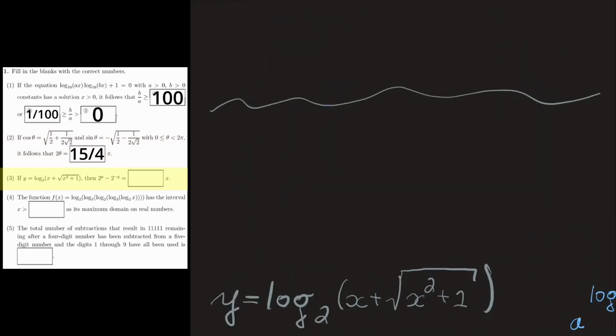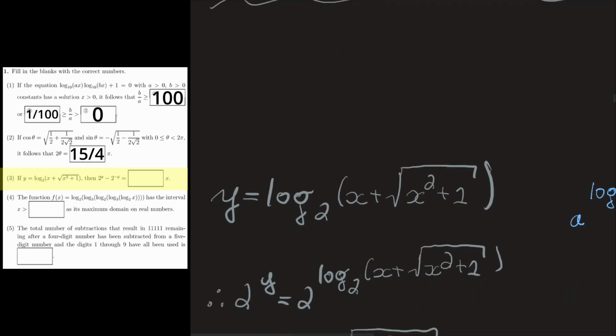So next is question 3, which says, if y equals log base 2 of x plus the square root of x squared plus 1, then 2 to the power y minus 2 to the power of negative y is equal to blank times x. So for this, you need to know the basic log rules. You also need to know how to rationalize a fraction that has a square root in the denominator. And if you don't know what that means, don't worry, I'll explain it as I go through this question.